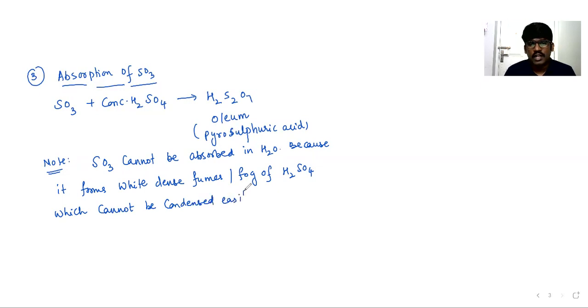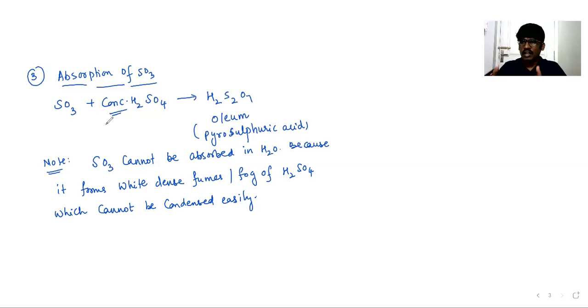Which cannot be condensed easily. Why can dense fumes or fog of H2SO4 be formed? That's why, it cannot be condensed easily. That is the reason SO3 cannot be absorbed in the water. So instead of it, SO3 must be sprayed over.